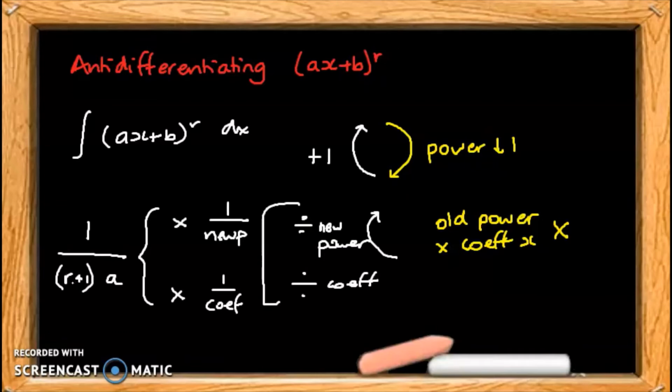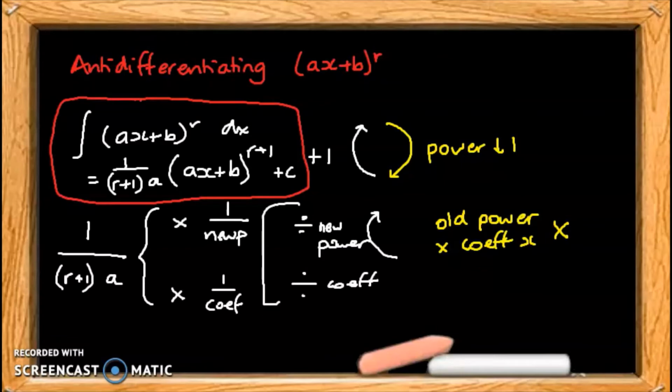Therefore, if I was going to take a formulaic approach, the antiderivative of this will be 1 over (r + 1) times a, times (ax + b) all to the power of r + 1, and don't forget your constant. So here is the formula we will take when we find the antiderivative for such an expression.